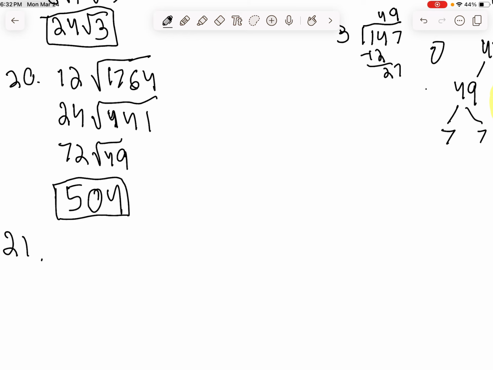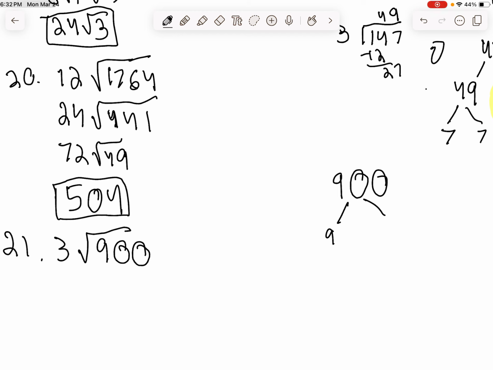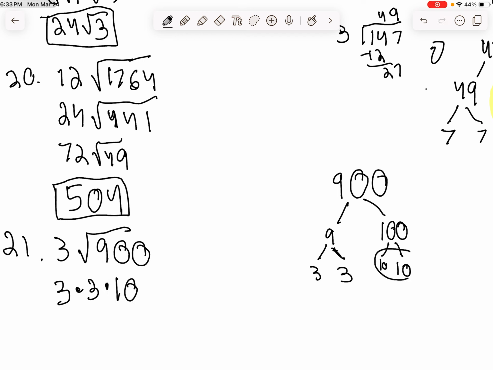Next, luckily they gave us easier numbers to work with. Get 3 times the square root of 900. So 900 can be rewritten as 9 times 100. These are already perfect squares, I believe is a vocabulary term. Either way, take the square root, you get 3. And take the square root of 100, you get 10. So you need 3 times 3 from the 9 over here, and then 3 times 10 from this.